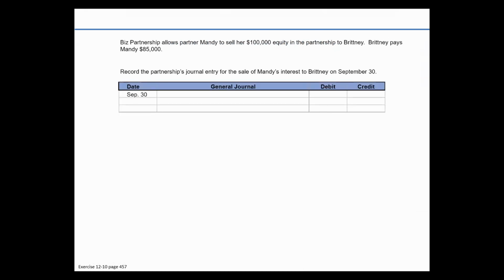So on September the 30th, we would go ahead and debit Mandy Capital 100,000, and then we would credit Brittany Capital 100,000. That's all we would have to do, because we're just changing in our books whatever equity Mandy has. We close out Mandy's capital account by debiting Mandy, and crediting Brittany establishes a capital account for Brittany.